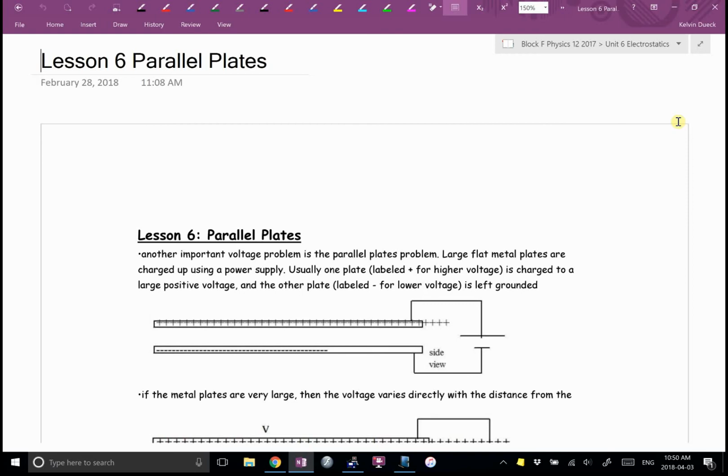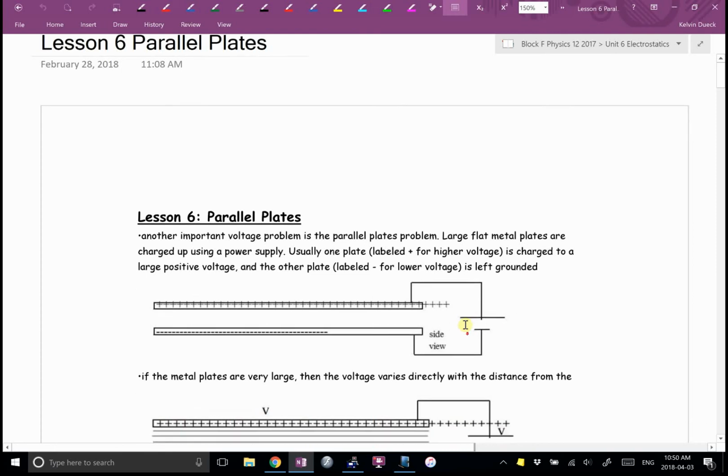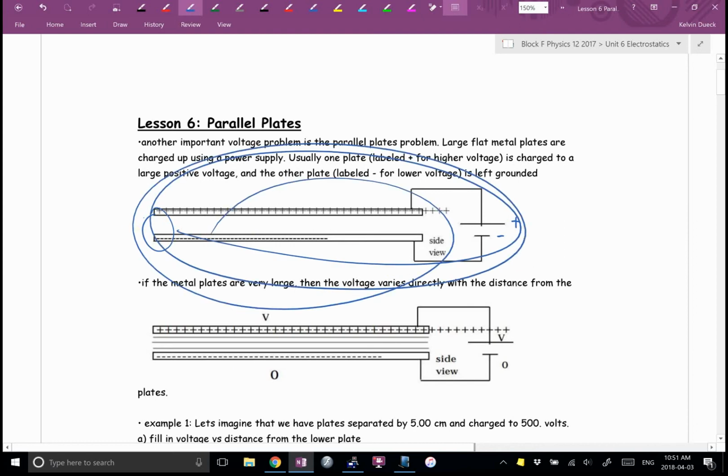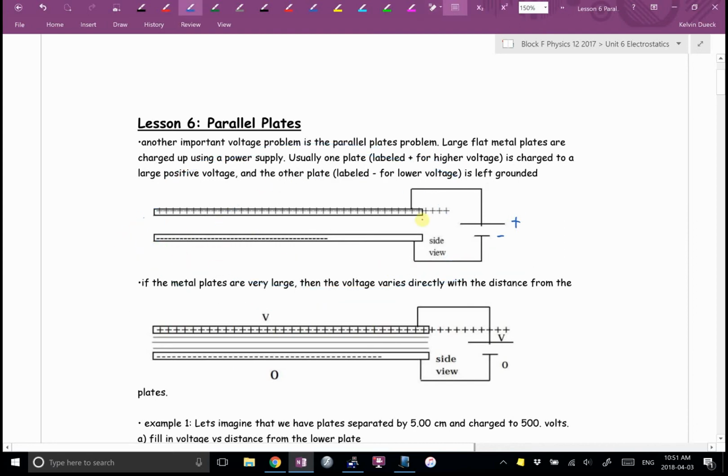What we're going to do is charge them up with a power supply. We have a battery here. You might recall from your Science 9 that the long line in the battery is the positive end. The short line is the negative end. This is not a circuit because it's not connected right there, and so charge can't flow. But what will happen is one plate will have an excess of positives, and the other plate will have an excess of negatives. And that's really, really useful.